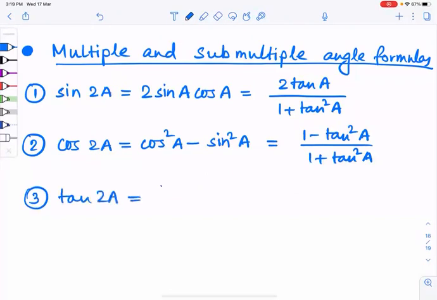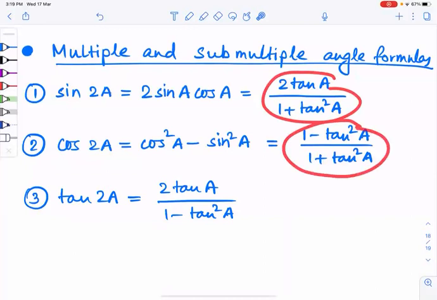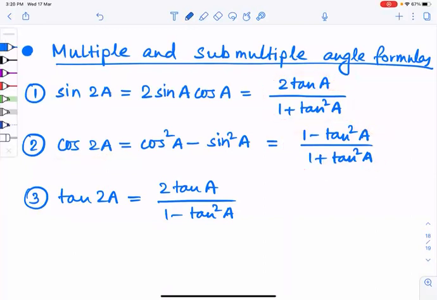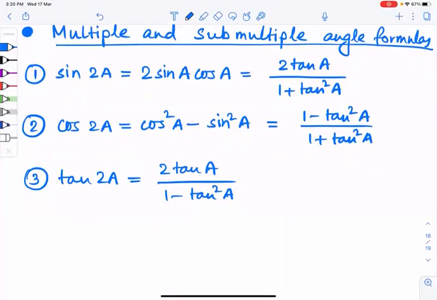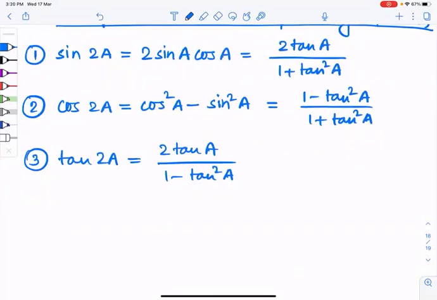It's nothing but 2 tan a divided by 1 minus tan square a. It can be found by compound angle formula. Also, it can be found by dividing sine 2a by cos 2a, which is tan 2a. Okay, so these are multiple angle formulas. You can also have formulas for 3a. 3a is also a multiple angle. We can also have formulas for that.